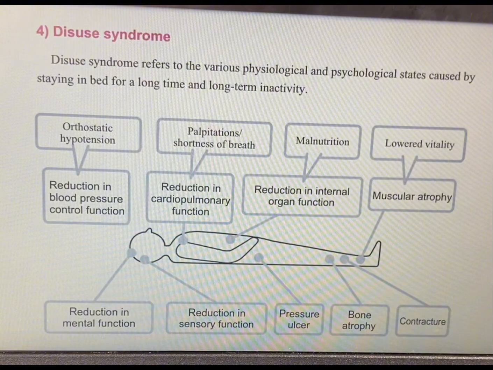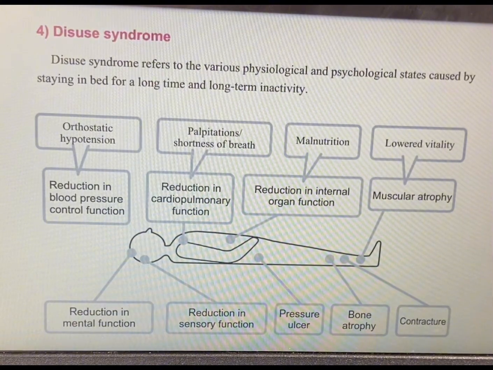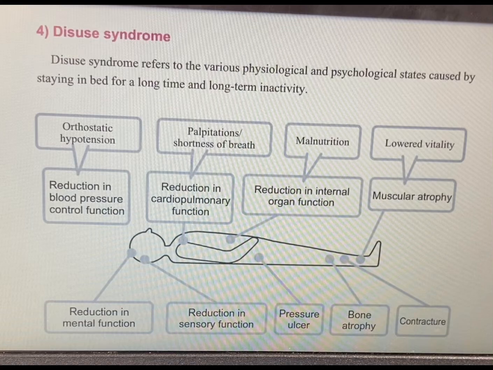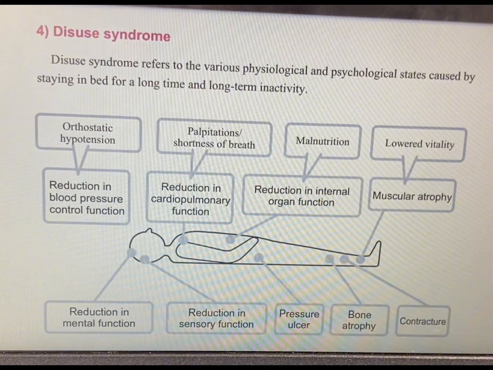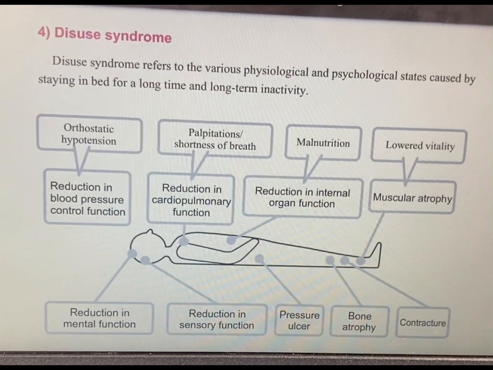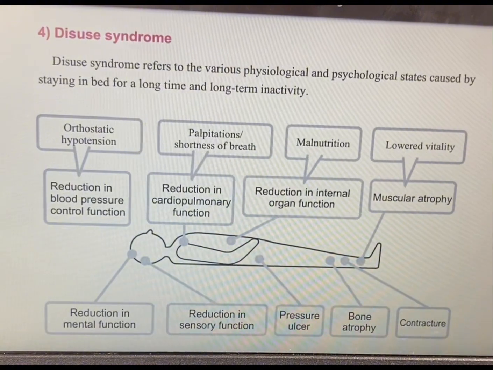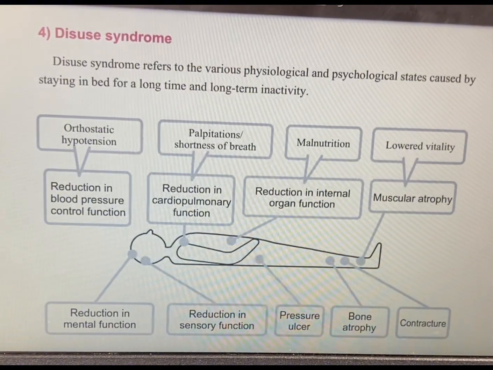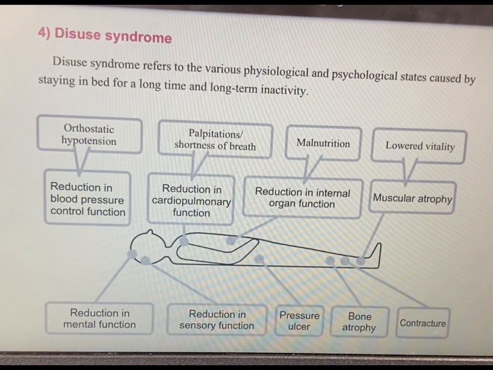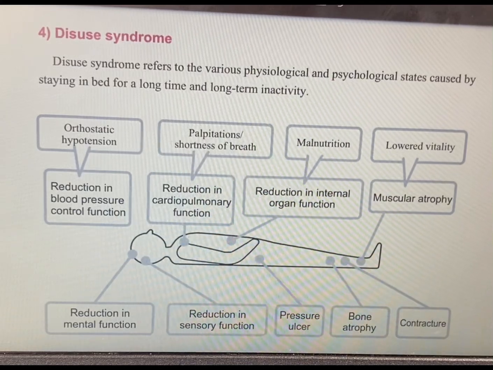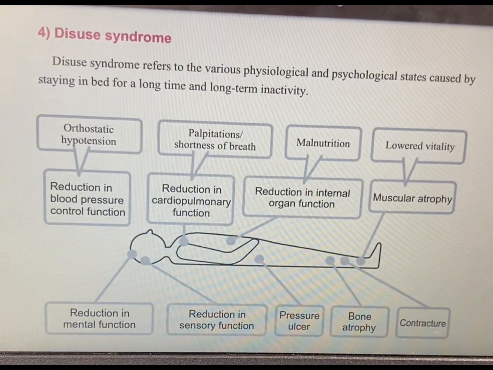Next is muscular atrophy. Ano ba yung meaning ng atrophy? So, atrophy means shrinkage. Shrink. So yung muscles natin kasi hindi nagagamit masyado, nagkakaroon ng shrinkage. So lowered vitality, bumababa na din ang function, no, ng ating mga muscles.